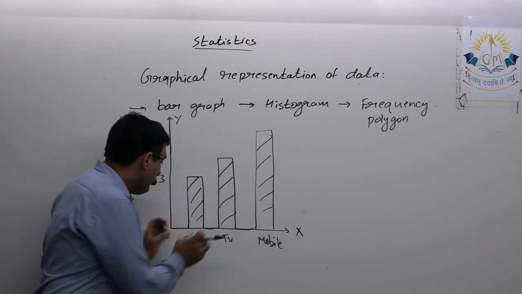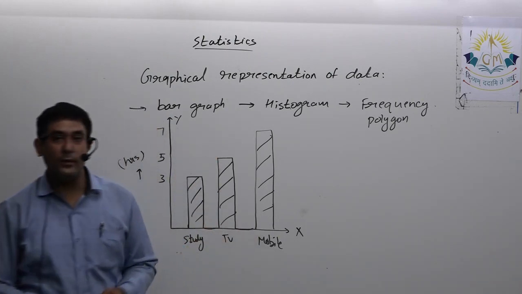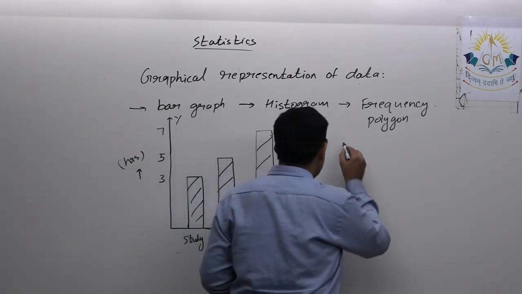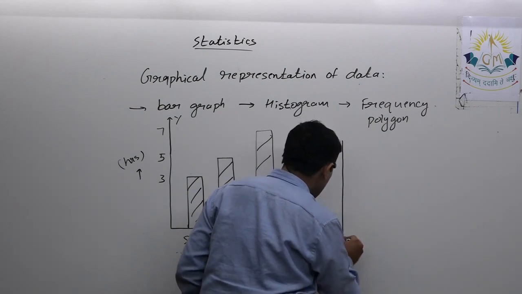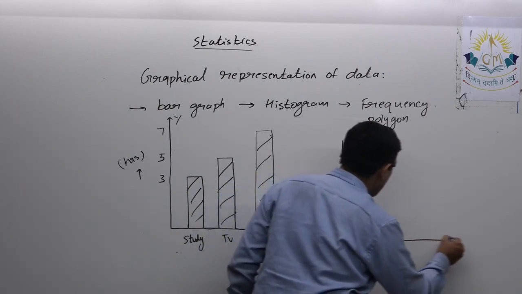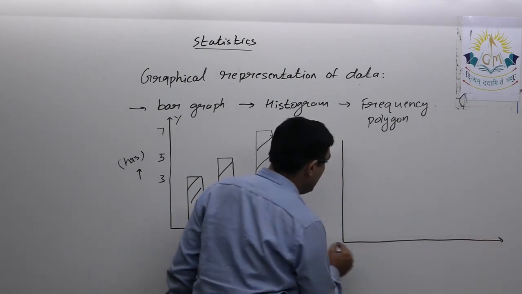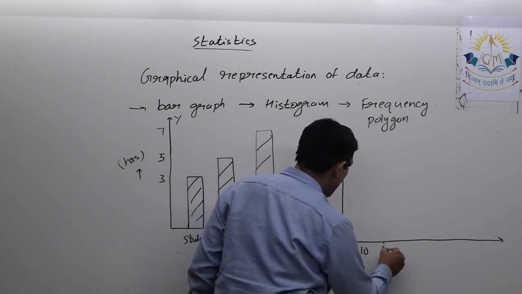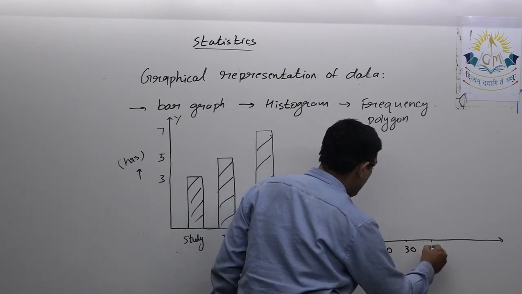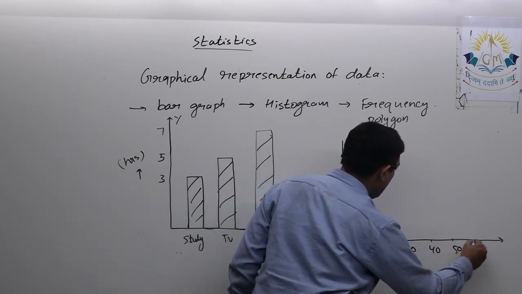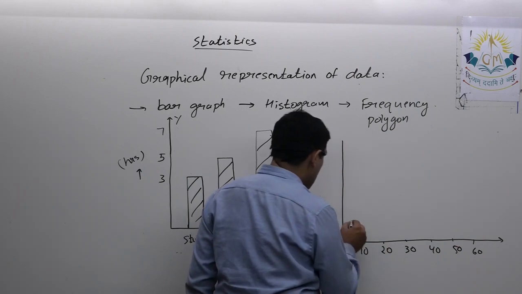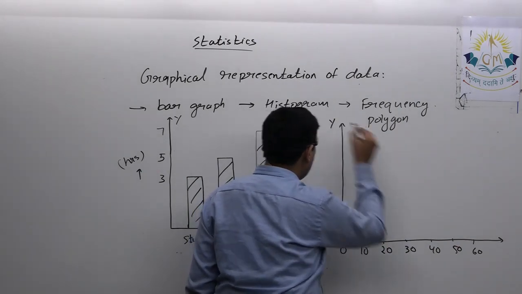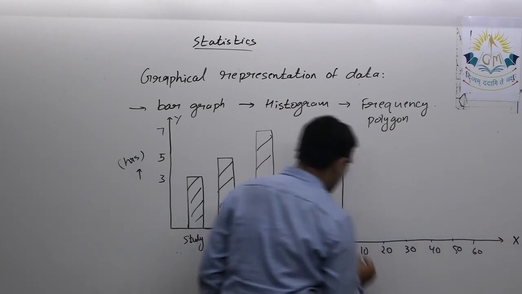In a histogram, we do not keep space between two consecutive rectangles. Suppose we talk about the marks obtained: 0, 10, 20, 30, 40, 50, 60. Again over here I represent the frequency on the y-axis, and on the x-axis it will be the data.